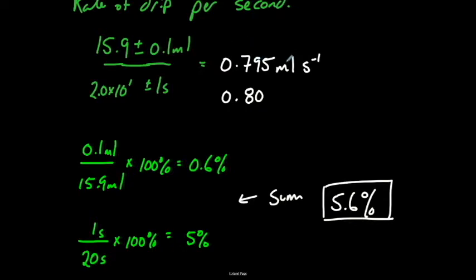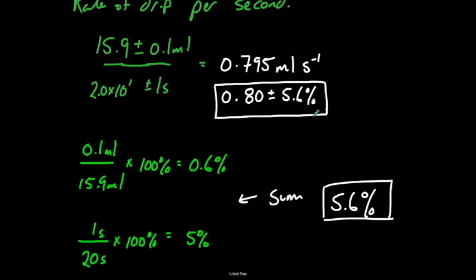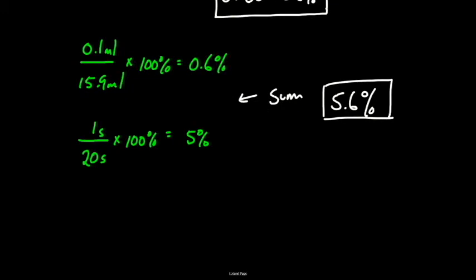So our 0.795, because we have 2 sig figs, rounds to 0.80, plus or minus 5.6%. Okay. Our percentage uncertainty should have the same number of sig figs as our actual value does. So 2 there, 2 there. So what we'll do now is we'll just convert that to an absolute value. So 0.80 plus or minus 5.6% mL per second.